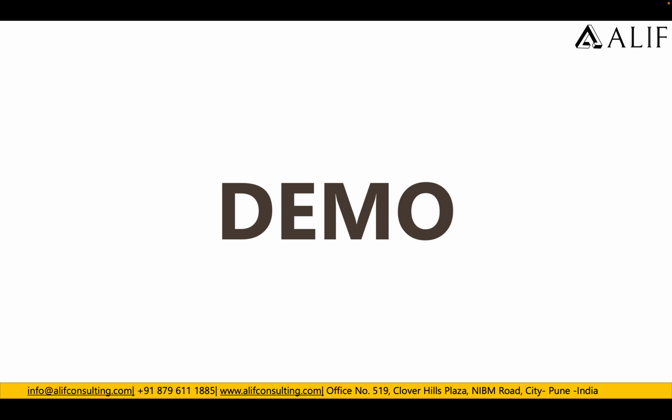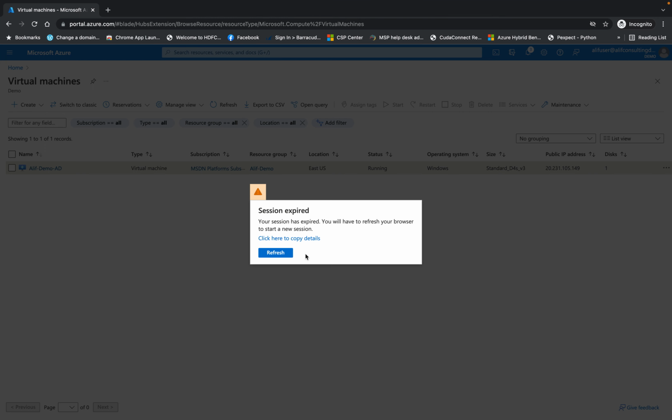Let's move to the demo. In the demo, I am going to show you how you can install your Active Directory domain service. For that, first of all, we need to create a virtual machine in the Azure portal, right? In my case, I already have a virtual machine running.